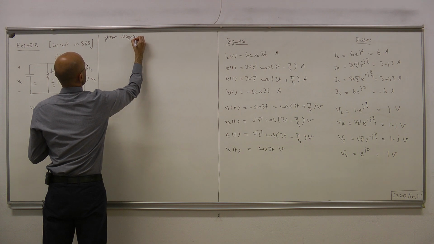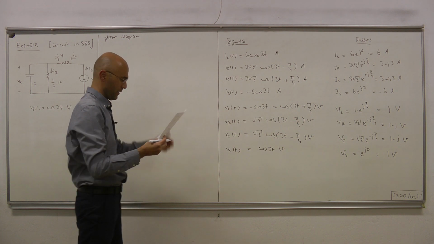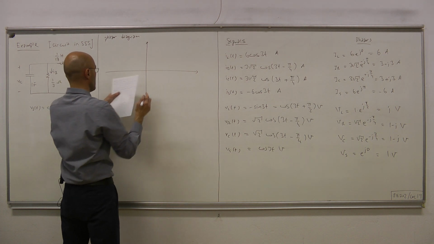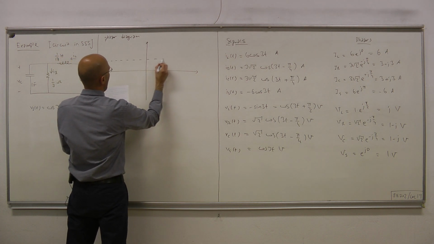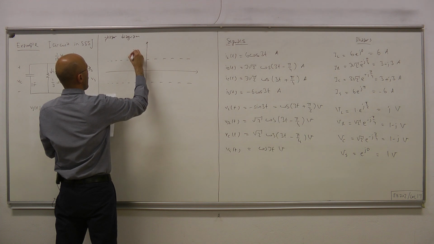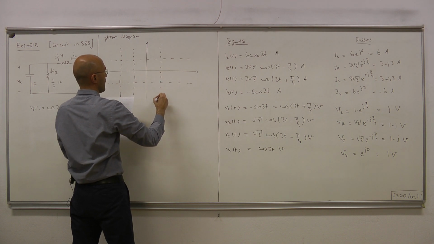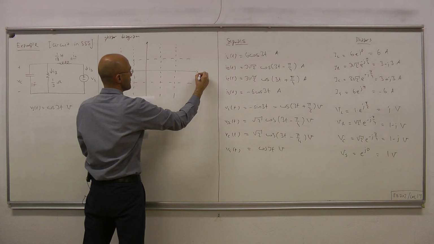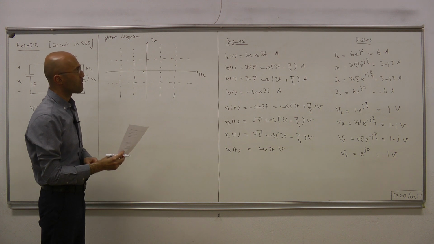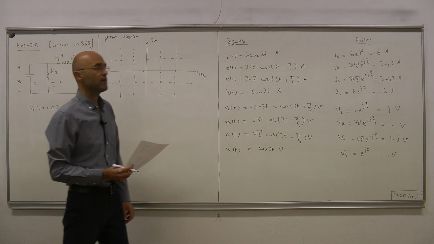Phasor diagram. So let's keep all the voltages on one diagram and all the currents on another diagram. For the currents, let me mark the complex plane. This is real, this is imaginary. Okay, so let's draw the currents on the phasor diagram.